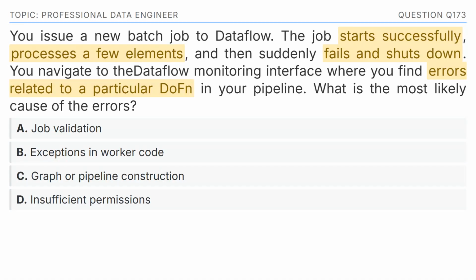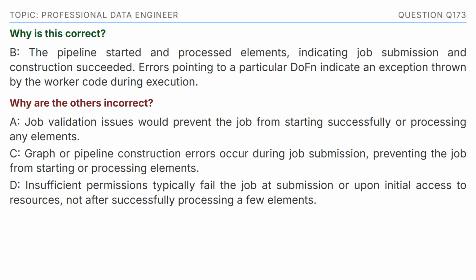To arrive at the correct answer, we focus on the keywords: starts successfully, processes a few elements, fails and shuts down, errors related to a particular DoFn. The correct answer is option B, exceptions in worker code. Why is this correct? B.